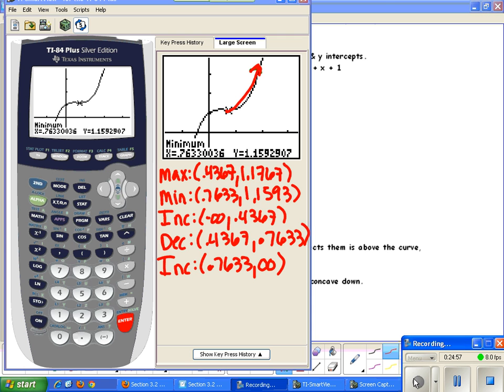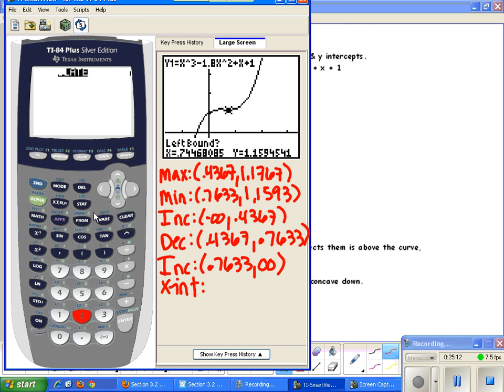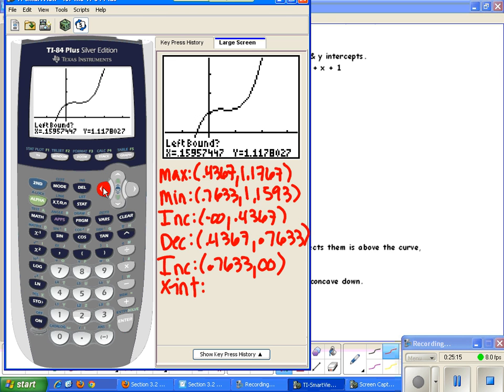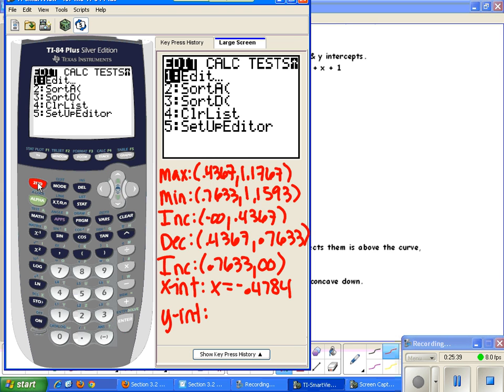The next thing I need to find is my x and y intercept. So for my x-intercept, I can use the 0 method, and it looks like I only have one x-intercept right here. So second trace number 2, and I'm going to scroll. Something to the left of that 0 would be below the x-axis. Enter, and something to the right would be above, enter, enter. So my x-intercept, or my 0, would be x equals negative 0.4784.